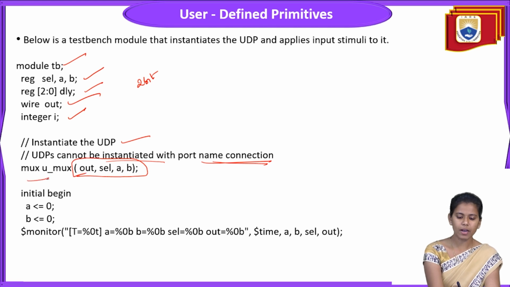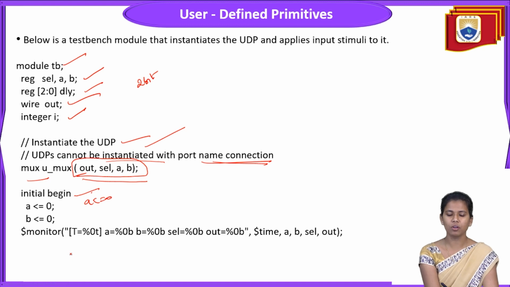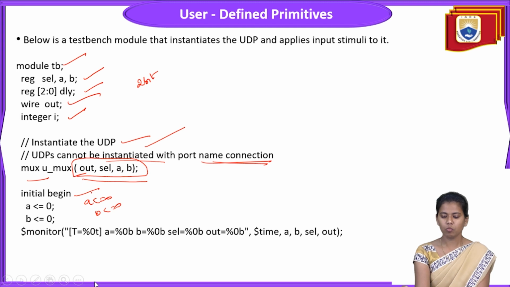So here, mux, we are not instantiating now. We are simply writing the syntax mux with the port list, output port, as well as the input ports. And here we are beginning. We are initializing first A <= 0, and B <= 0. And now I have to see in the monitor display what comes.